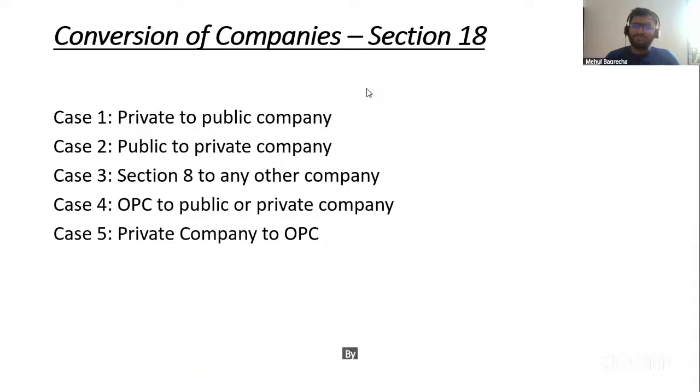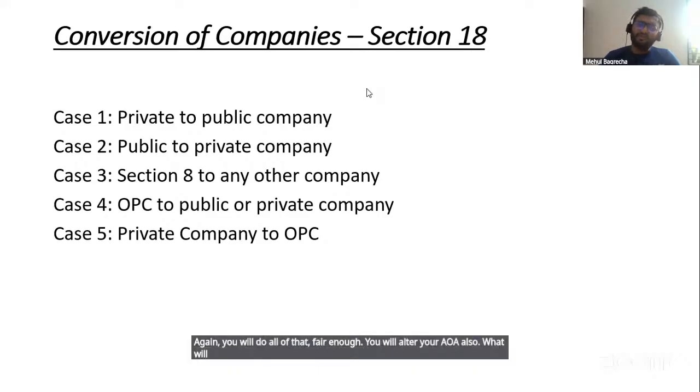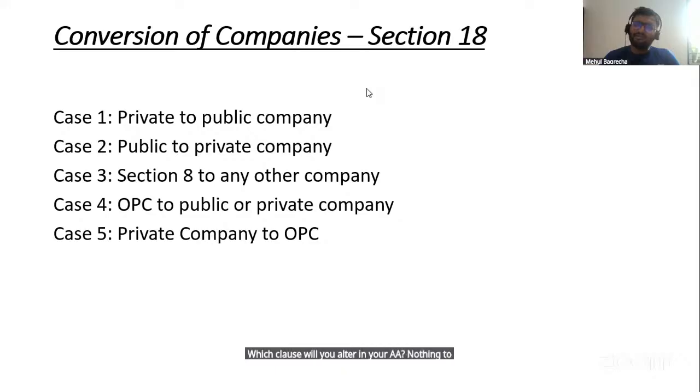By now, you should have realized you're missing out on something very basic. SIN number. You'll get a new SIN. Big deal. Sir, alter AOA and file MGT-14. Again, you will do all of that. Fair enough. You'll alter your AOA also. What will you alter in your AOA? Which clause will you alter in your AOA? Nothing to be altered in AOA, right? Previous batch students. Go ahead.